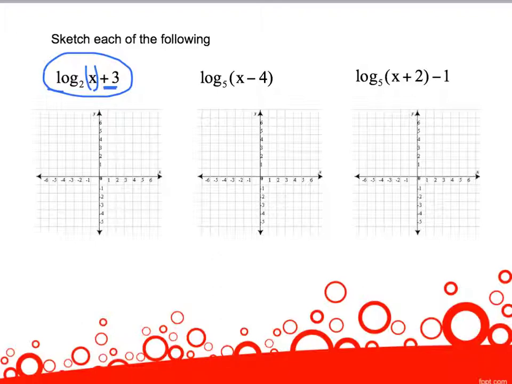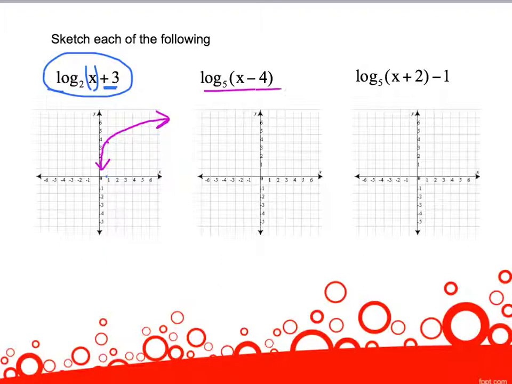So normally we would pass through, and I'm just going to draw a little dot here, the point at 1, 0, but that dot's going to move up 3. So now we're at 1, 3. And then our logarithmic graphs are steep and then flatten out. So I'd expect the graph to look something like that.